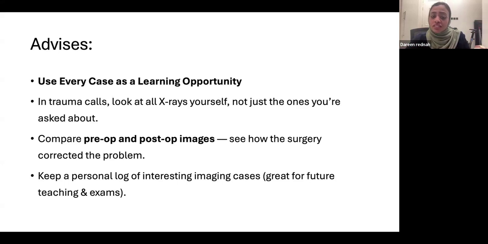Keep a personal log of interesting imaging cases. It's great for future teaching or examples. For me, I have, up until today, up until tomorrow, up until next year, my logbook. I put the X-rays, I write my findings, what I found and saw intraoperatively correlated to the images, CT and MRI, what we did in the surgery, and the post-operative X-ray. You will have a book containing a lot of case studies. You can always come back when you have a similar case.